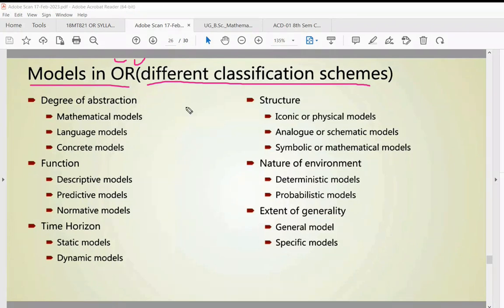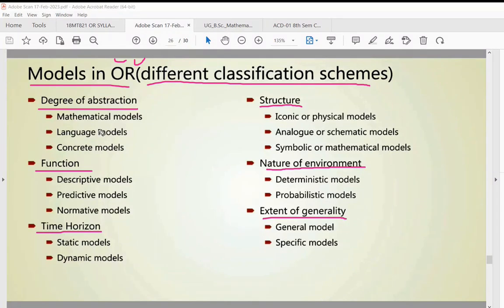Here, whatever parameters are present, according to that cluster of parameters, we define the model to get an appropriate solution. So those models can be defined based on the parameters we are going to consider. The first is the degree of abstraction, then the function you are going to use, the time horizon, which is the time period required, then the structure, how we are going to model the system for execution, then the nature of environment, then the extent of generality. This can also be used to make general or specific models.